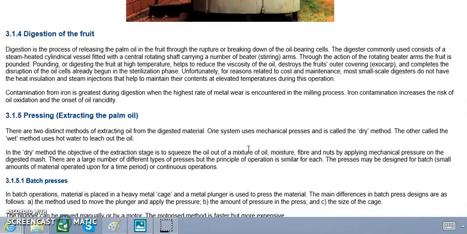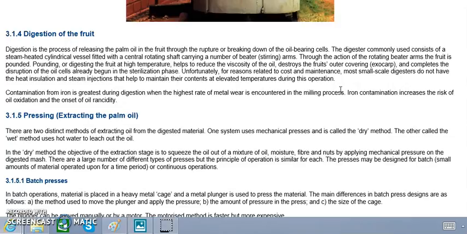Digestion is the process of releasing the palm oil in the fruit through the rupture or breaking down of the oil-bearing cells. The digester commonly used consists of a steam-heated cylindrical vessel with a central rotating shaft carrying a number of beater arms. Through the action of the rotating beater arms, the fruit is pounded. Basically you're trying to release the palm oil from the fruit by breaking down the oil-bearing cells. That's what you're doing in digestion, essentially.